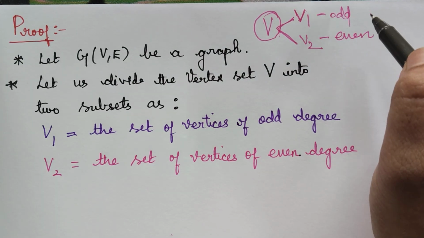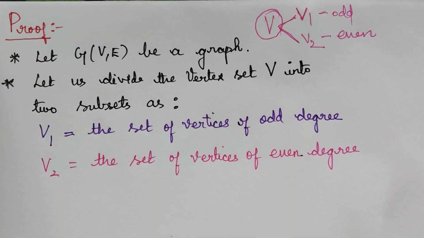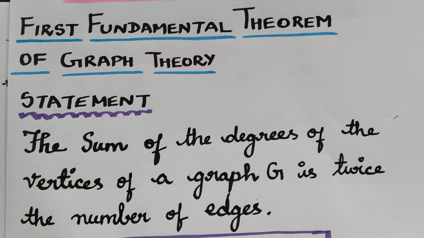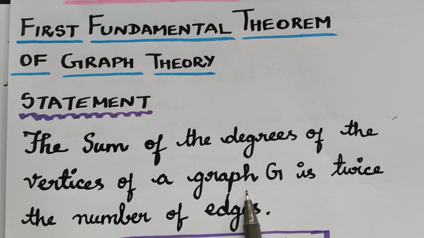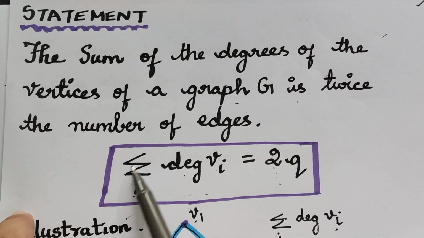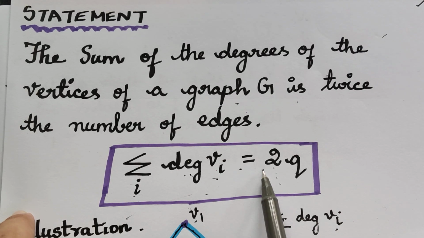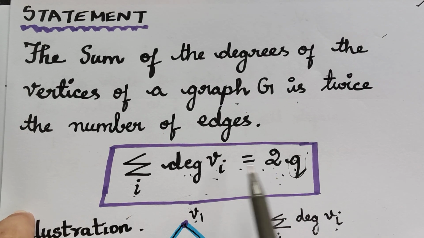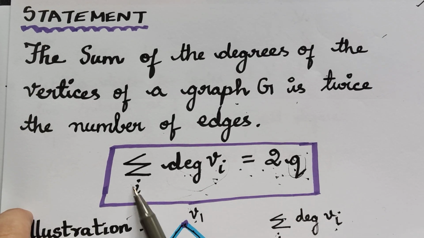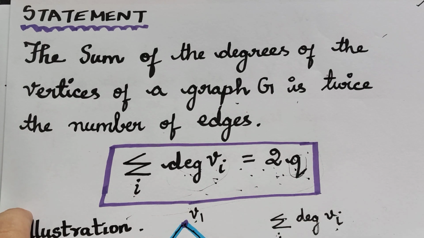So after splitting up, we are going to write the statement of the first fundamental theorem of graph theory. That is, we are going to apply that theorem over here. For that, we should write the statement of this theorem. What is the first fundamental theorem of graph theory? The sum of the degrees of the vertices of a graph G is twice the number of edges. So by this theorem, we know that the summation over i of degree of Vi is equal to 2q, where q is the number of edges. So if you sum up all the degrees of the vertices of G, it will be equal to 2q. This is by the first fundamental theorem.